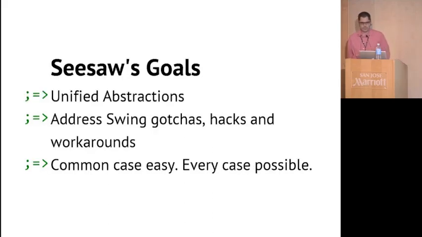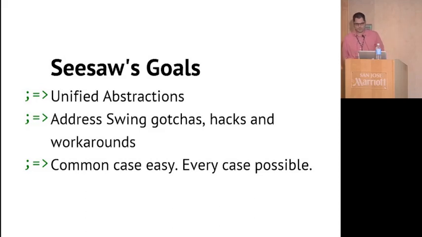So how does this affect Seesaw's goals? Well, we want to address all those missing abstractions, add unified APIs to address them so that you don't have to go to Stack Overflow as often. Address all the gotchas and hacks and workarounds that you have to find out about when you're building Swing applications, usually the hard way. So hopefully you can just use something in Seesaw without having to learn about it ahead of time. And make the common case easy, but every case possible.